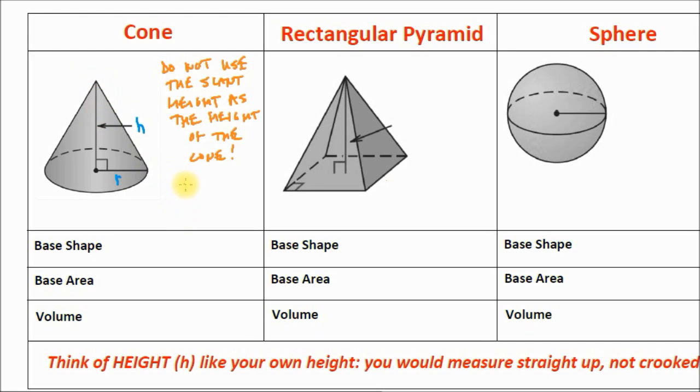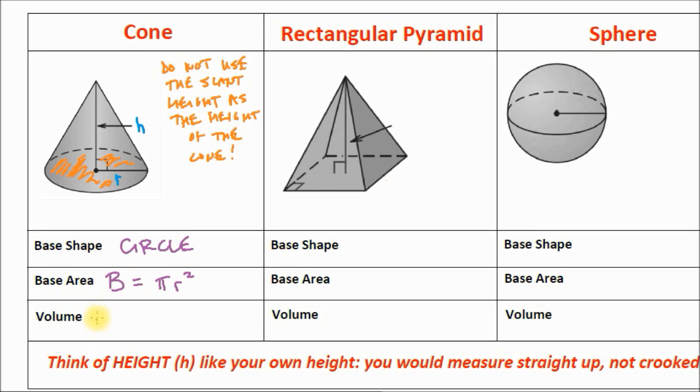Alright, so how do we figure out volume of a cone? It's actually pretty straightforward. First thing we look at is, what is the base shape? Well, here's the base. It's the bottom circle here. So the base shape of a cone is a circle. We already know how to find the area of a circle. We did it on the cylinder. The base area is the area of this circle, which is pi times radius squared.